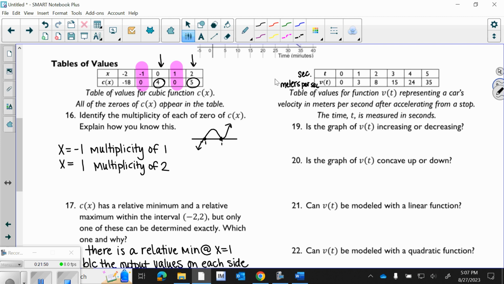Nineteen asks, is the graph of v of t increasing or decreasing? What you should be focusing on to determine if it is increasing or decreasing are your output values, which are your y values. And you can see that your output values are indeed increasing.